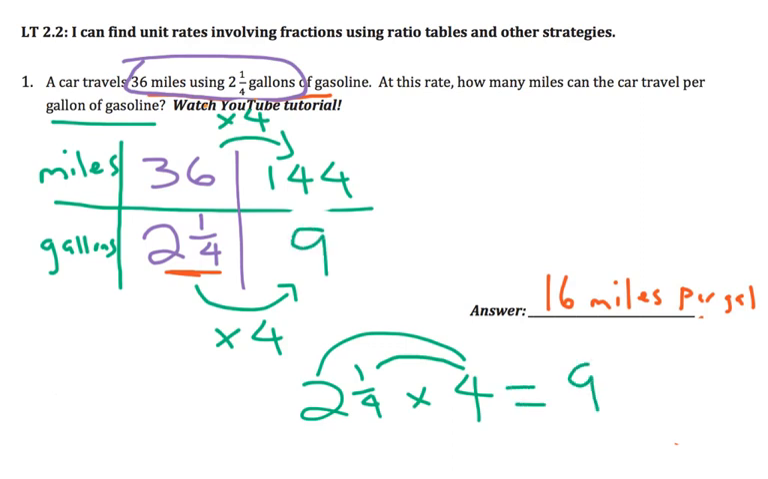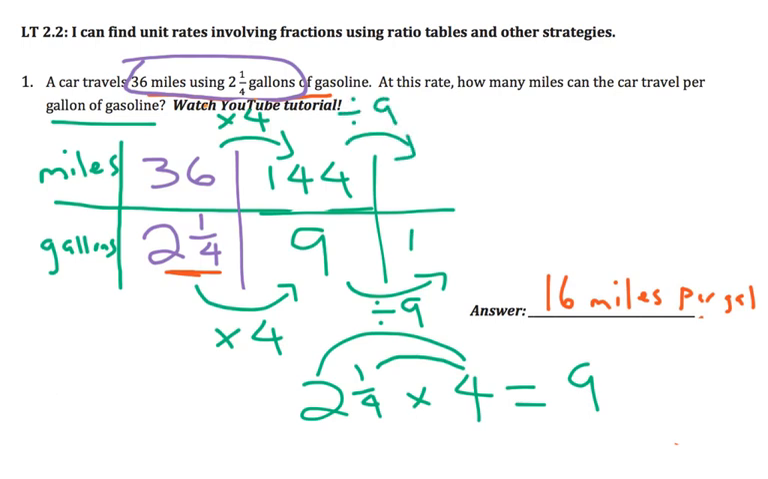And then once you get to this step, we can scale back down to get to 1 gallon. And just like in the other problem, where we had to do 144 divided by 9, so I already know that that's going to be 16. So that's another way that you could have gotten this.